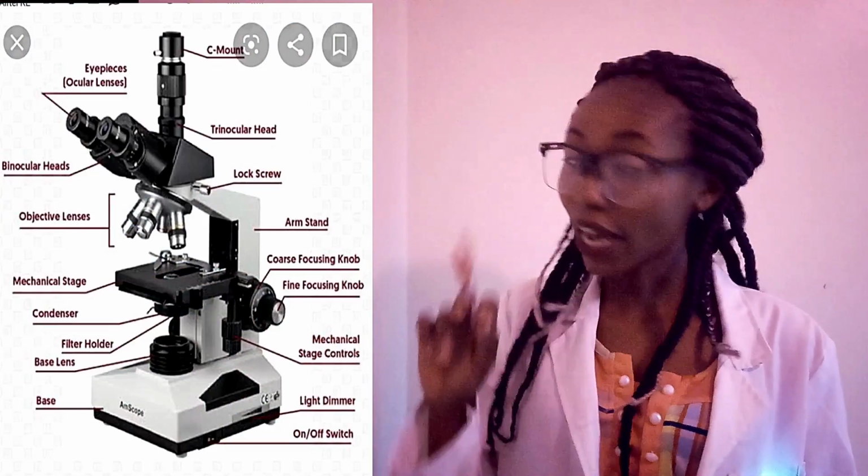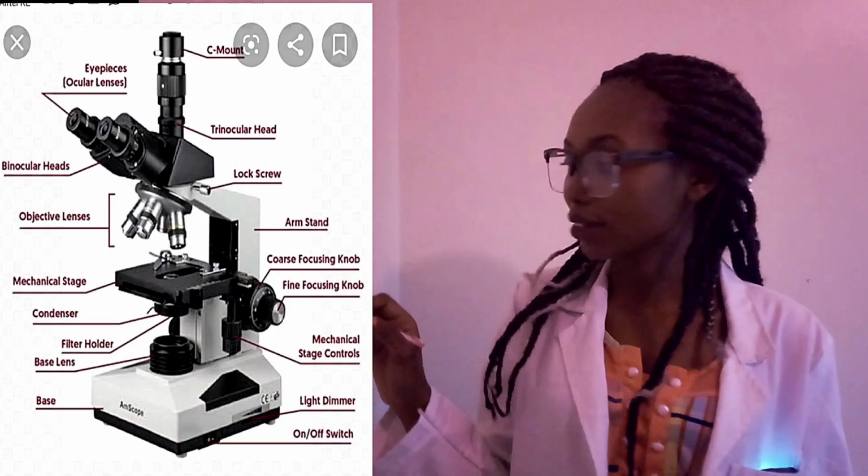There are two major types of microscope, the light microscope and the electron microscope. Today we are going to deal with the light microscope. The types that we are going to discuss today are the first one, the brightfield microscopy, the second one, the phase contrast microscopy, and the third one, the differential interference contrast microscopy.